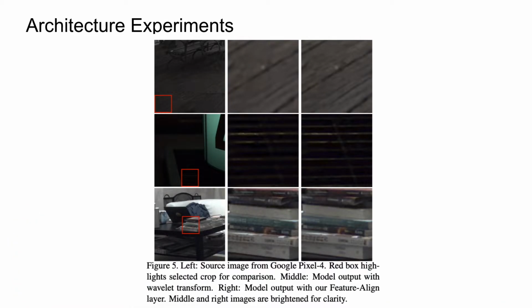Further visual results show the benefit of the feature-aligned layer as opposed to the wavelet transform model. The model with the feature-aligned layer has much better detail in the high-frequency domain. So these traditional PSNR and SSIM metrics don't fully capture the benefit of the feature-aligned layer.